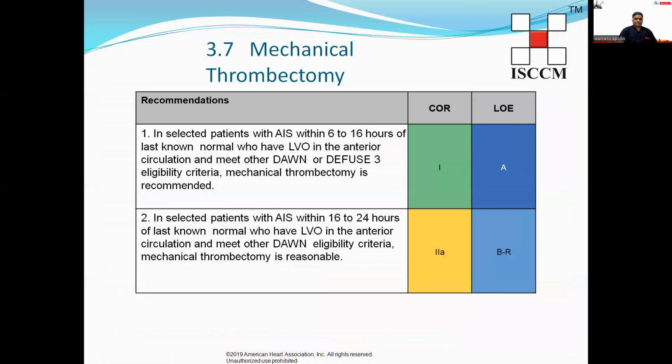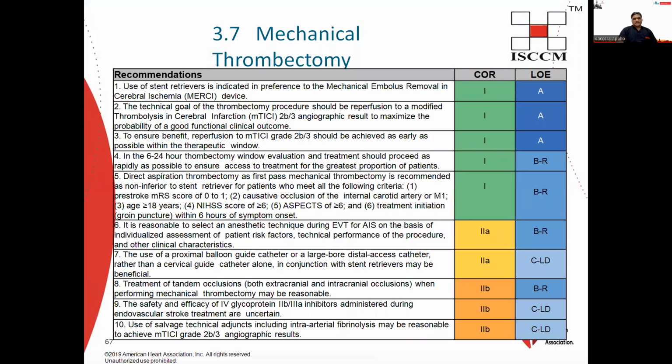Recommendation is class 2B. In selected patients with acute ischemic stroke within 6 to 16 hours of last known normal who have a large vessel occlusion in the anterior circulation and meet other DAWN or DEFUSE 3 eligibility criteria, mechanical thrombectomy is recommended. Class is 1A. In selected patients with acute ischemic stroke within 16 to 24 hours of last known normal who have large vessel occlusion in the anterior circulation and meet other DAWN eligibility criteria, mechanical thrombectomy is reasonable. Recommendation is 2A. Use of stent retrievers is indicated in preference to the MERCI device. Recommendation is 1A.